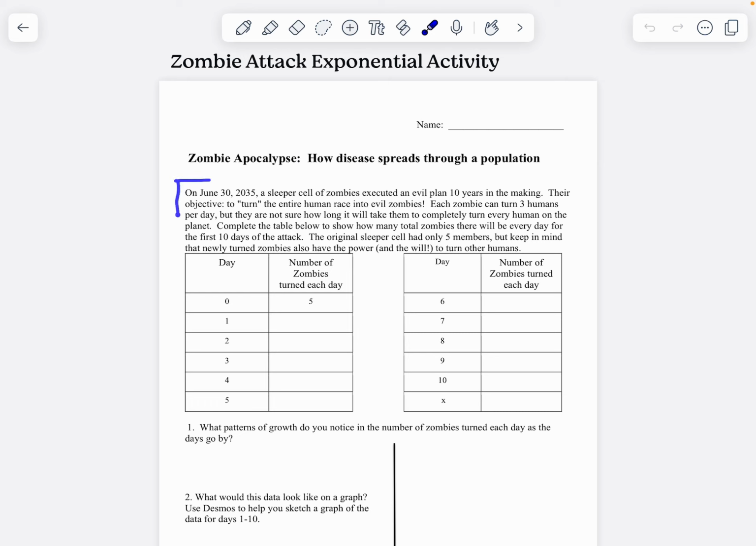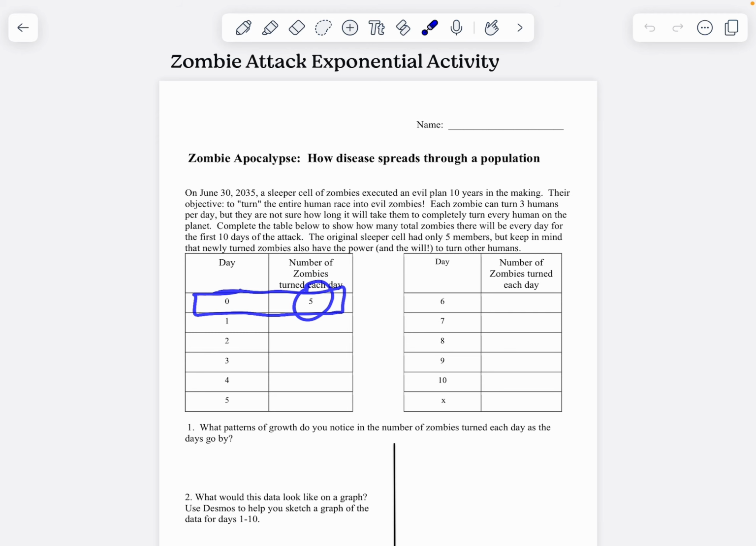Just to kind of get you started, we can look at the first part together. Their objective was to turn the entire human race into zombies. Each zombie can turn 3 humans per day, but they're not sure how long it's going to take them to turn every human. The original sleeper cell of zombies had 5 members, so after 0 days of them infecting people, they had 5 members.